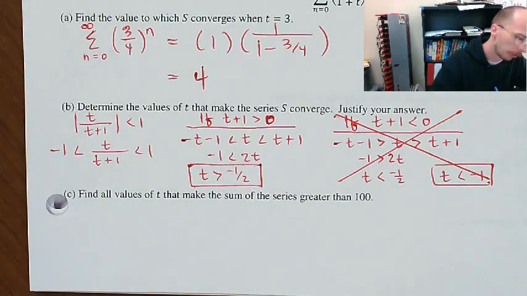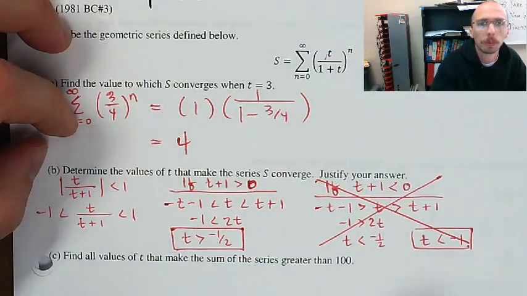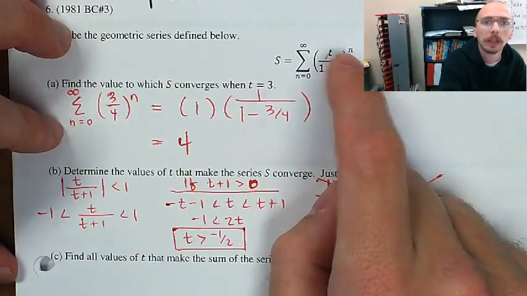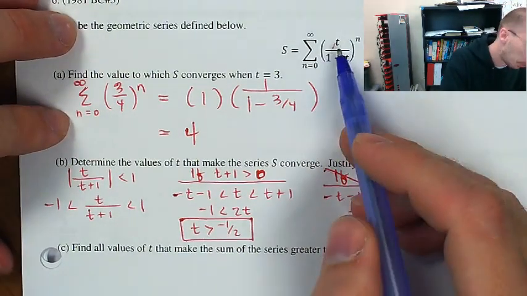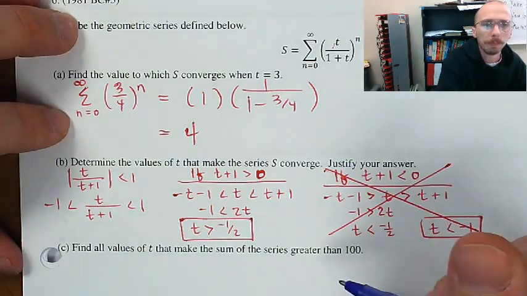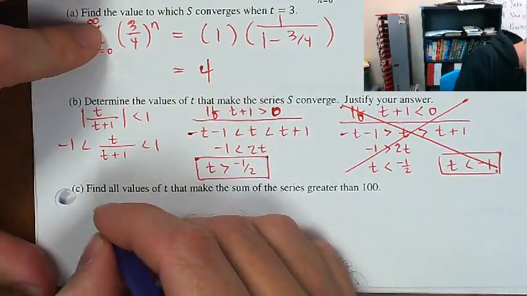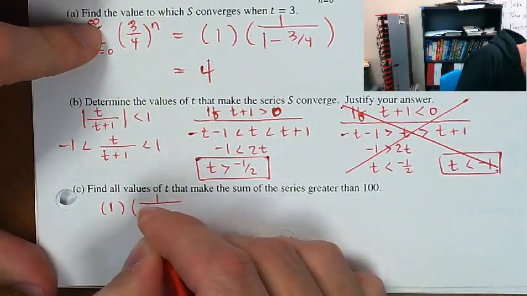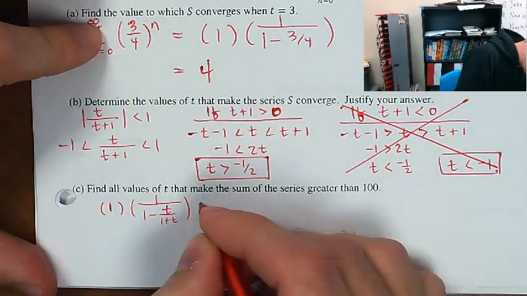Find all values of t that make the sum of the series greater than 100. That's something we can do, okay? So the sum of the series, if it's geometric and it's converging, is going to be the first term times 1 over 1 minus the ratio. Well, the first term is where n equals 0. Regardless of what this is, I'm going to have 1 as my first term. Now, I'm assuming that we aren't interested in the sum of 0 to the n, but then that series won't be greater than 100. So I'm going to say, all right, first term, 1, times 1 over 1 minus the ratio, which was t over 1 plus t, needs to be greater than 100.